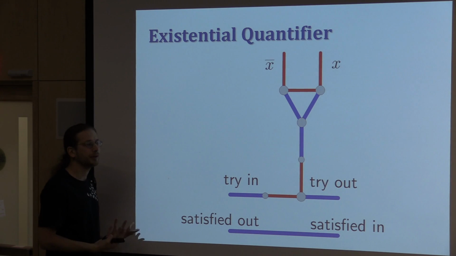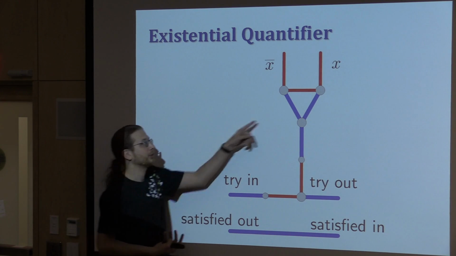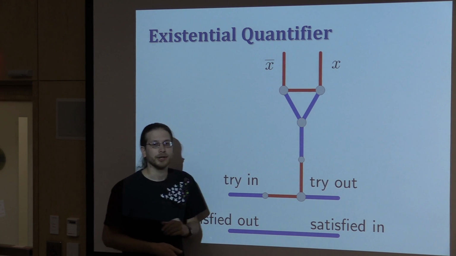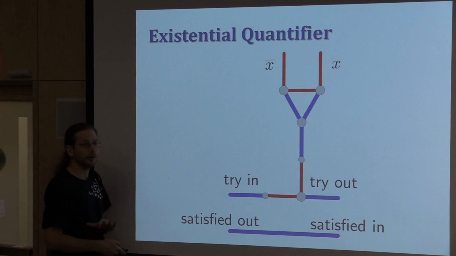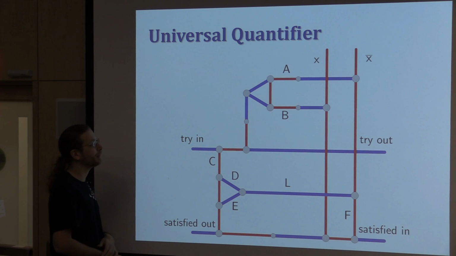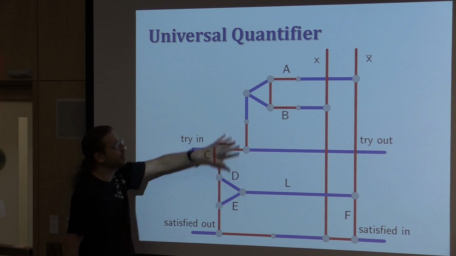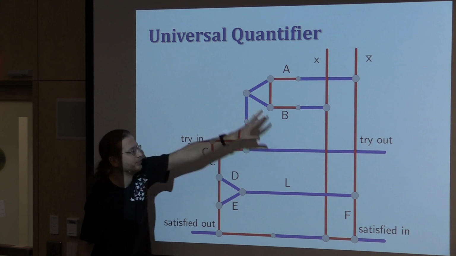Okay, and so here we're using the non-determinism of the player to make the right call whether to set x or x bar. It's the easy case. The harder case is the universal quantifier. Here we actually use 2 latches, and there's a bunch of lines.